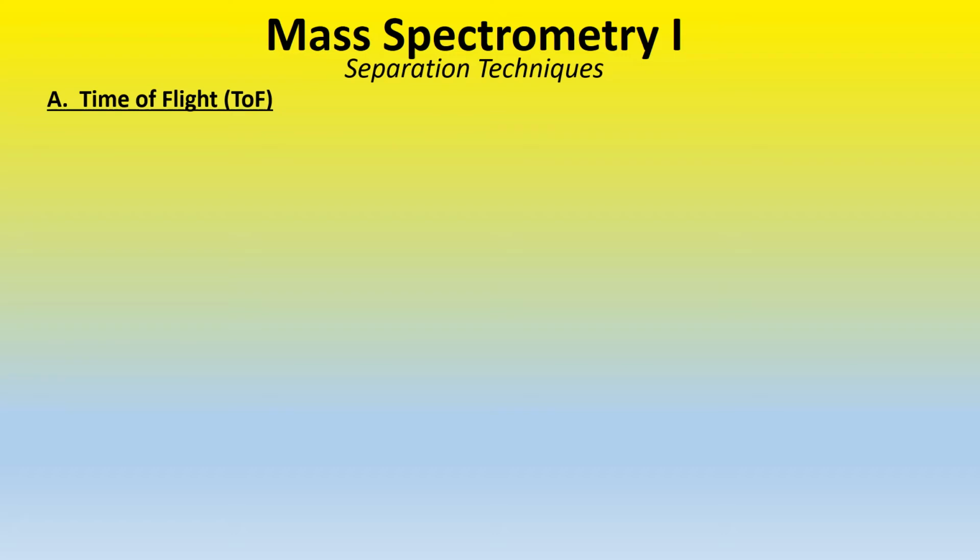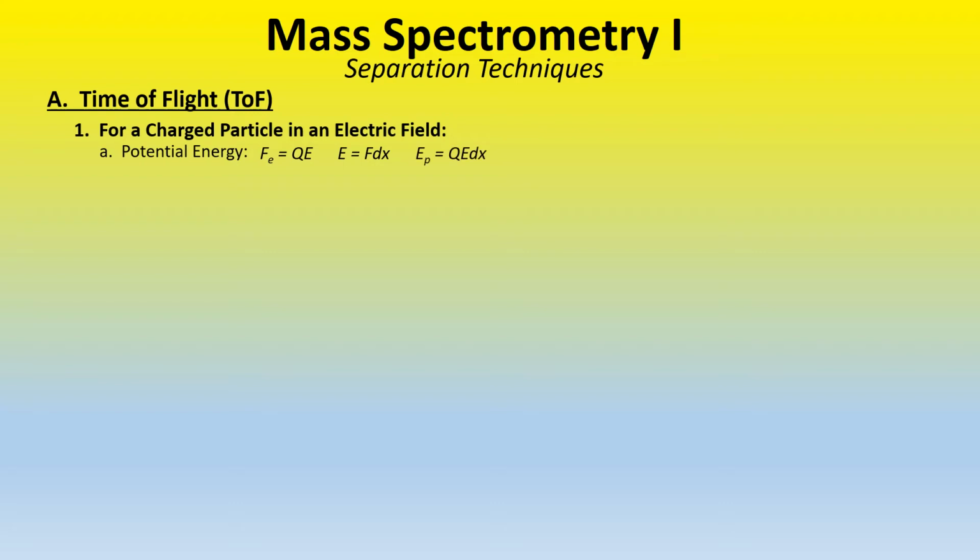With basic electrostatics, for a charged particle in an electric field, you first of all have a potential energy. As you saw from Lorentz, the electric field force is Q times E. Energy is force through a distance. So the electric potential energy is Q times E dx. In other words, the electric potential is Q times phi, where field strength through a distance is phi, the voltage.